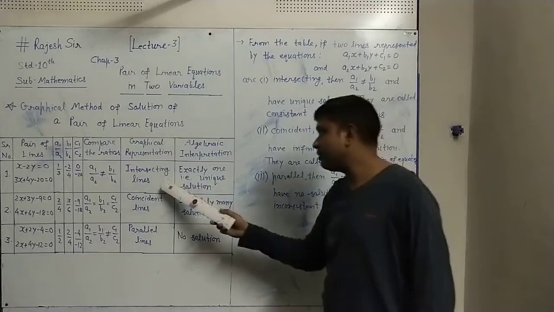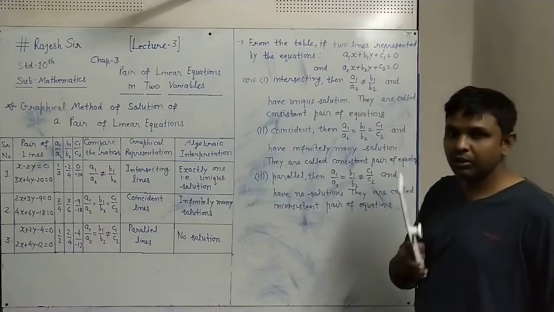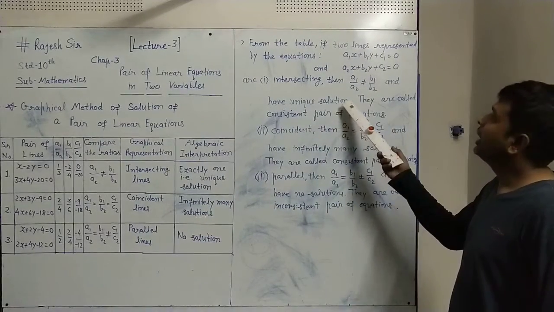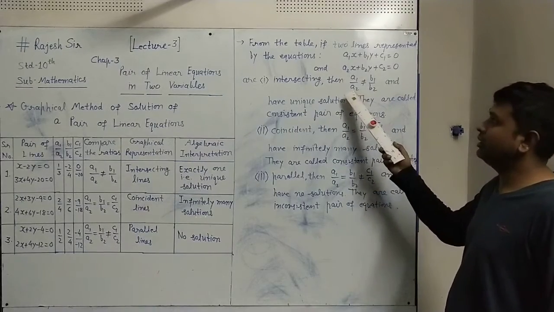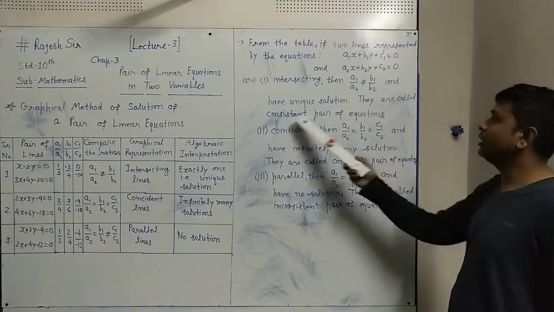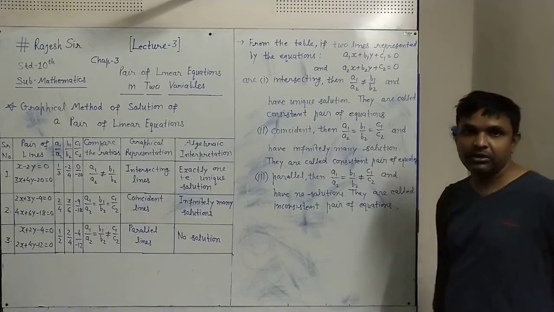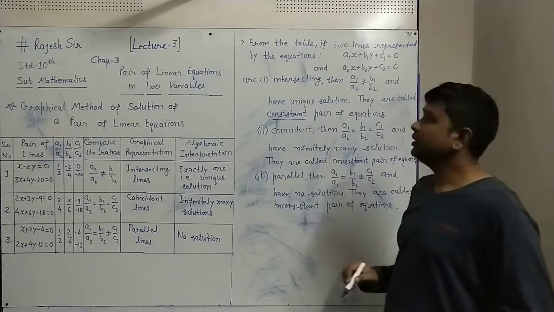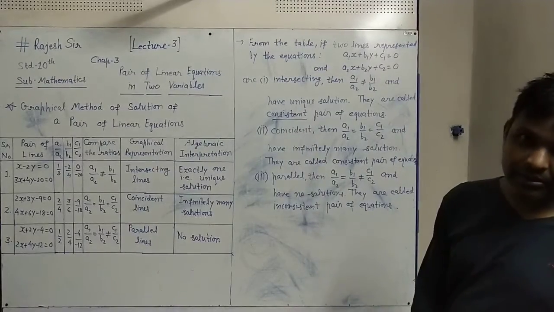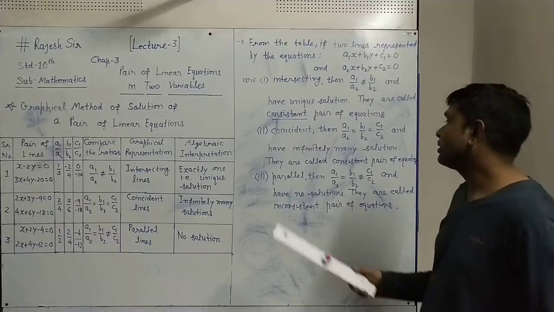How many solutions will it have? Unique means exactly one and only one solution. And when equations have a unique solution, or are intersecting, they are called a consistent pair of equations. A consistent pair of equations is what they are called if they are intersecting each other or having a unique solution.